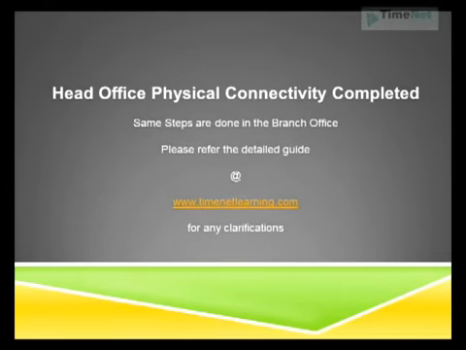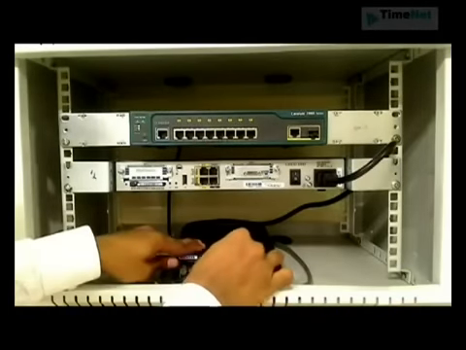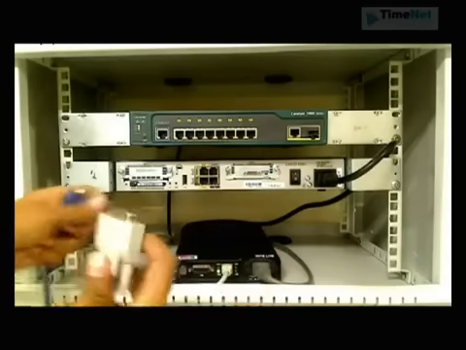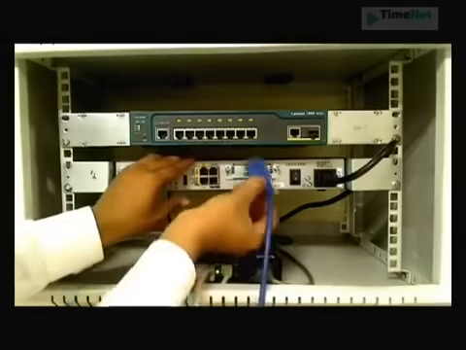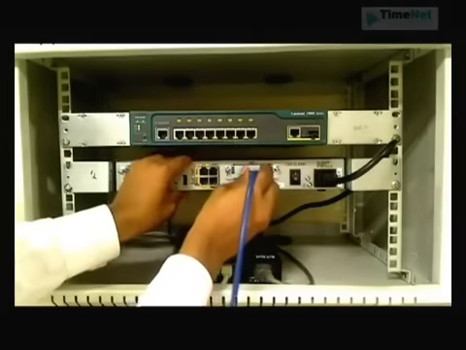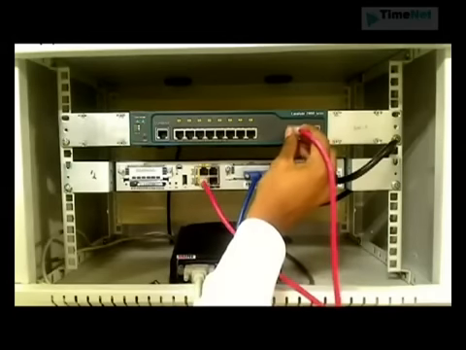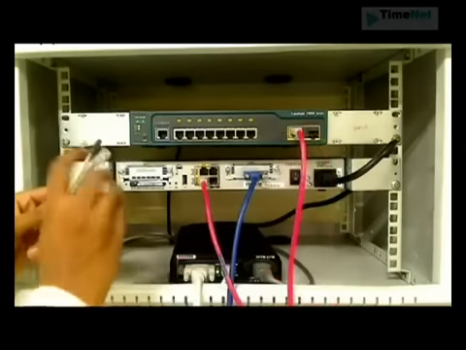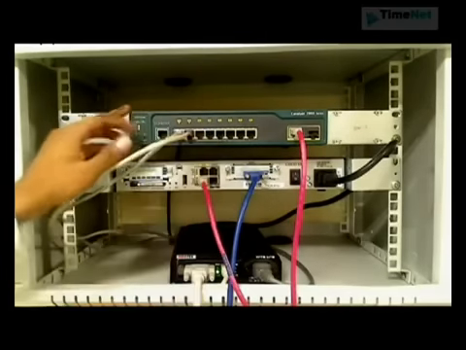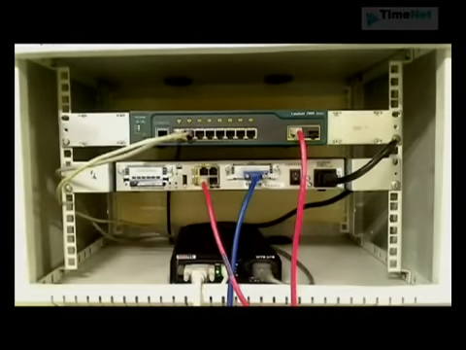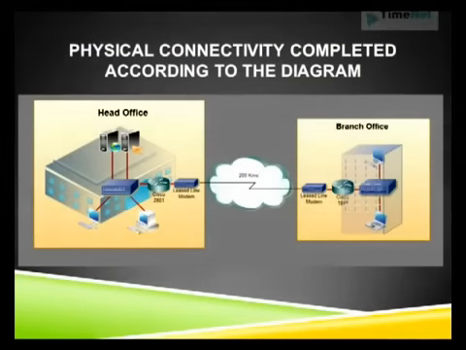Please have a look at the connectivity in the branch office now. Here, we fixed routers and switches in a 4U wall mounted rack because of the smaller number of devices. To complete the physical connectivity, we need to do the same steps that we did at the head office. Now, the physical connectivity between these two offices has been done.